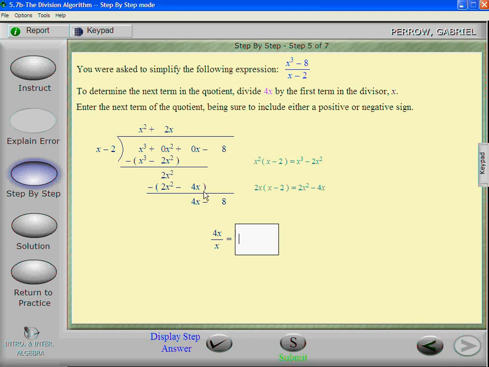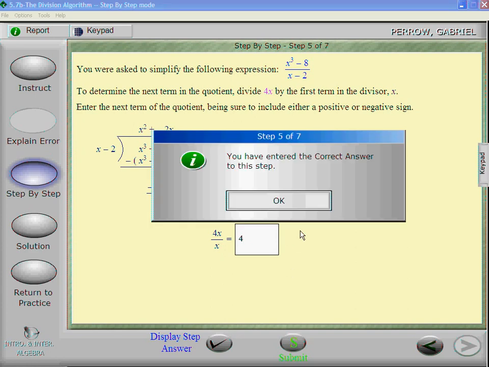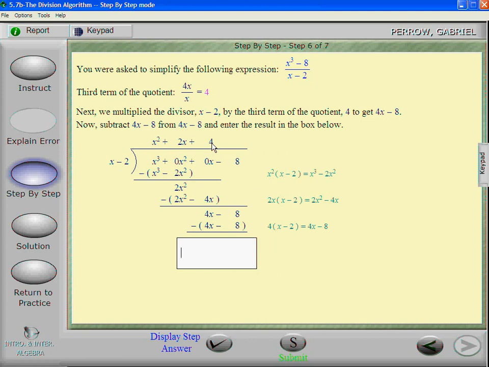Okay. And dropping down the -8, they say repeat the process one more time with the front values. What times x gives me 4x, or 4x divided by x is what? That's 4. 4 is going to go up top, added to the other stuff. 4 multiplies with x, 4 multiplies with -2. We get that right there. And when you change both the signs, you end up with a remainder of 0.